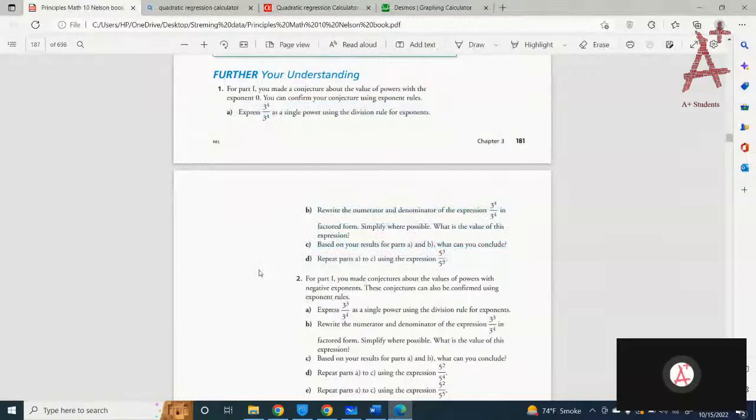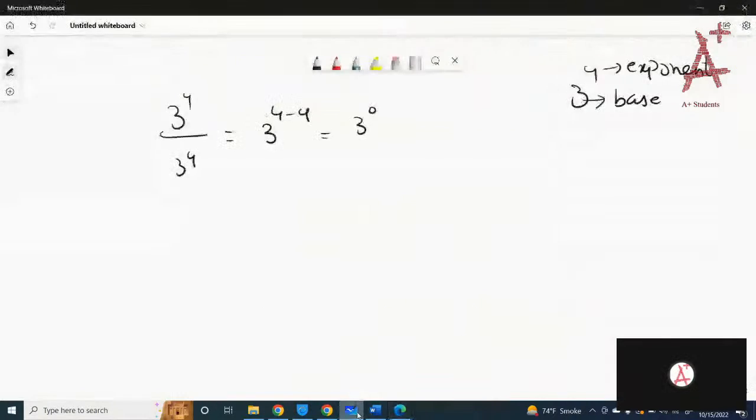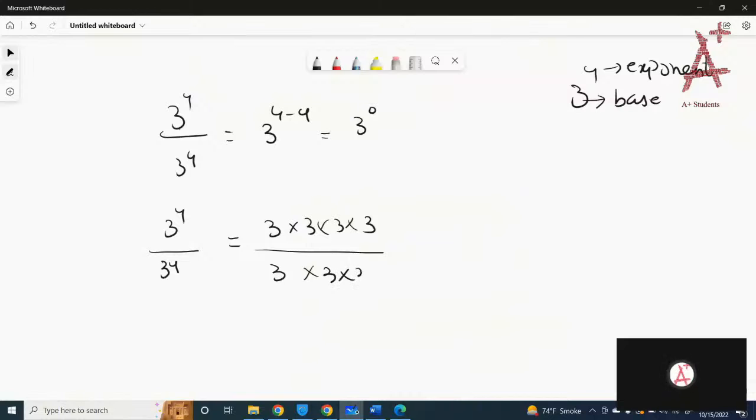Rewrite the numerator and denominator of the expression 3^4 divided by 3^4 in factored form. Simplify where possible. What is the value of this expression? So we have to simplify them. 3 exponent 4 and 3 exponent 4. Factored form is 3 times 3 times 3 times 3 divided by 3 times 3 times 3 times 3. They cancel out each other and it would be 1. Got it?